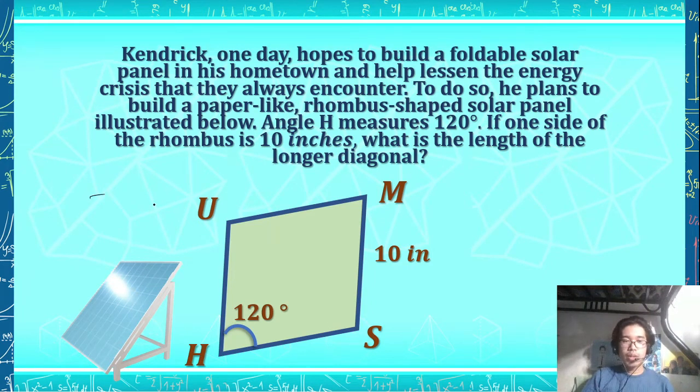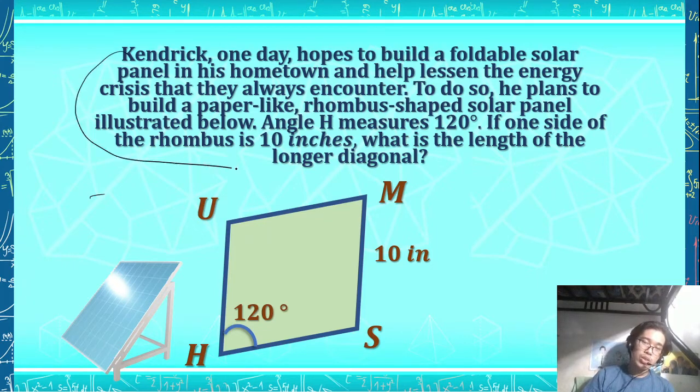Okay, so we have here this third problem. Let's try to read this problem. Kendrick one day hopes to build a foldable solar panel in his hometown and help lessen the energy crisis that they always encounter. To do so, he plans to build a paper-like, rhombus-shaped solar panel. So this is the solar panel that Kendrick's trying to build.